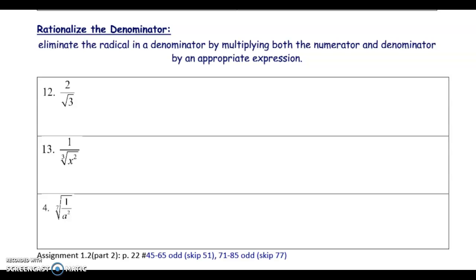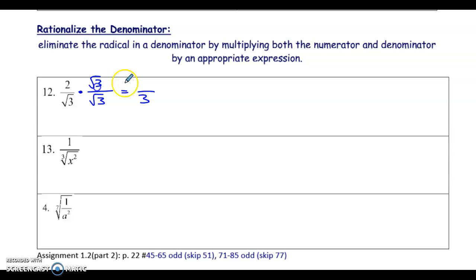Okay, rationalizing the denominator. We skip forward to number 12 here. Eliminate the radical in the denominator by multiplying both the numerator and denominator by an appropriate expression. So what we want to do on this one, we want to get rid of that square root of 3. Well, what can I take it times to just get square root of 9, which is 3? We can take it times itself. Square root of 3 times square root of 3 would be 3.